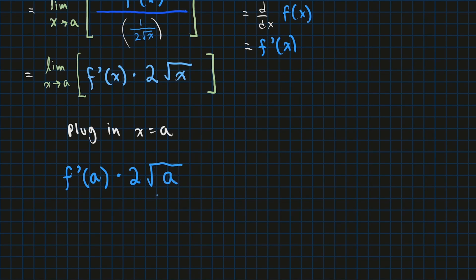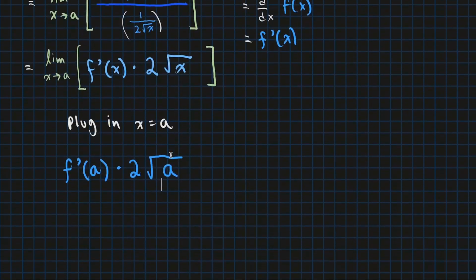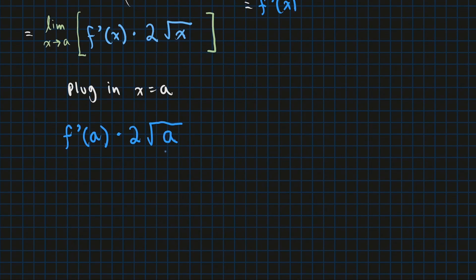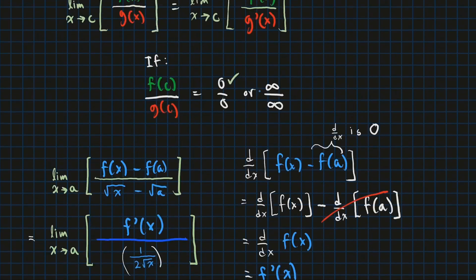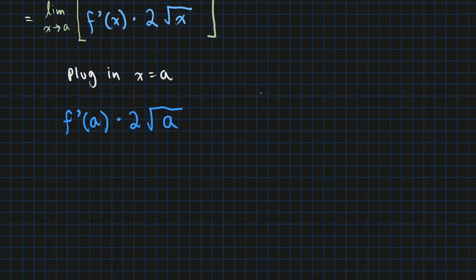Now, does this make sense? Is this what they were asking for? Well, we know that a is more than 0, so the square root of a definitely makes sense. You can take the square root of any positive number. And they asked us for the answer in terms of f prime of a, so f prime of a is definitely something that is defined, because that's what they asked us to put it in terms of. So really, this is our answer.